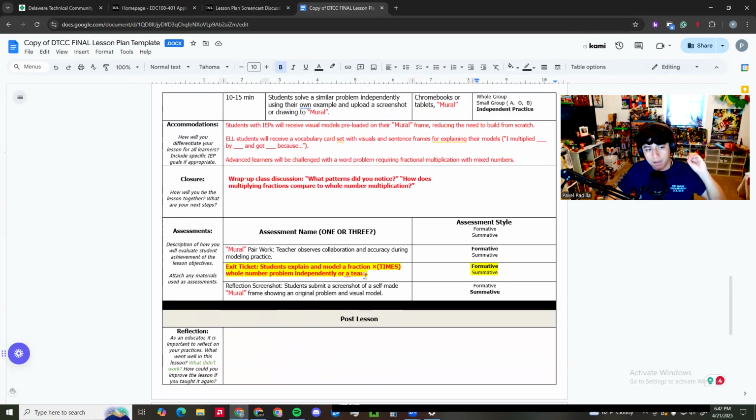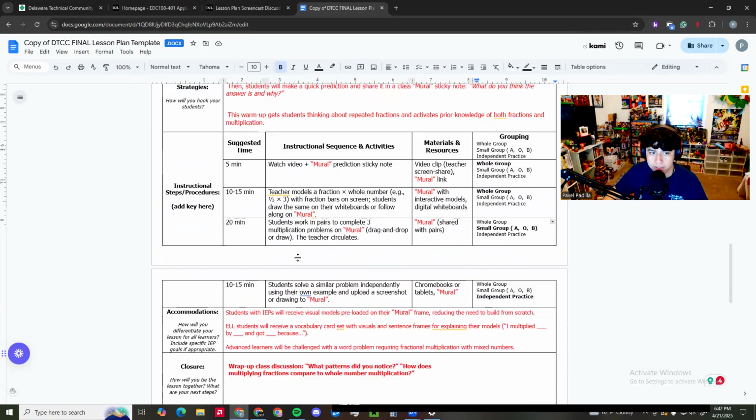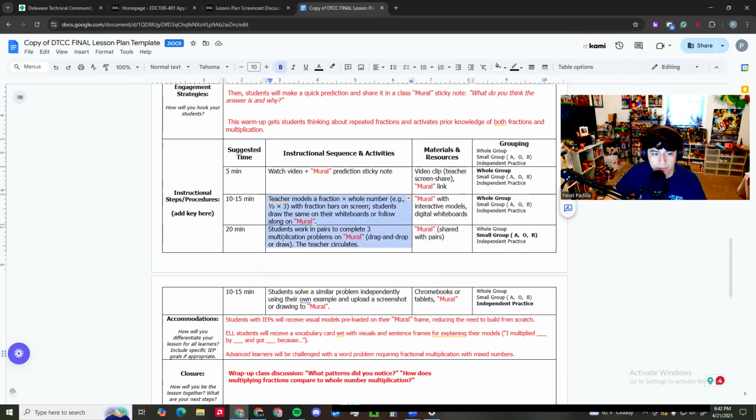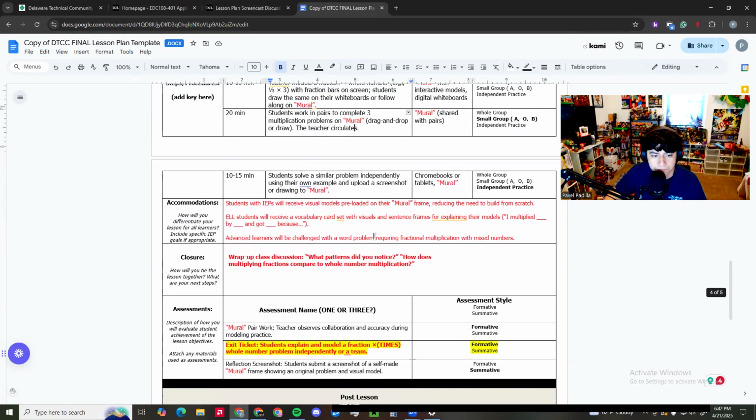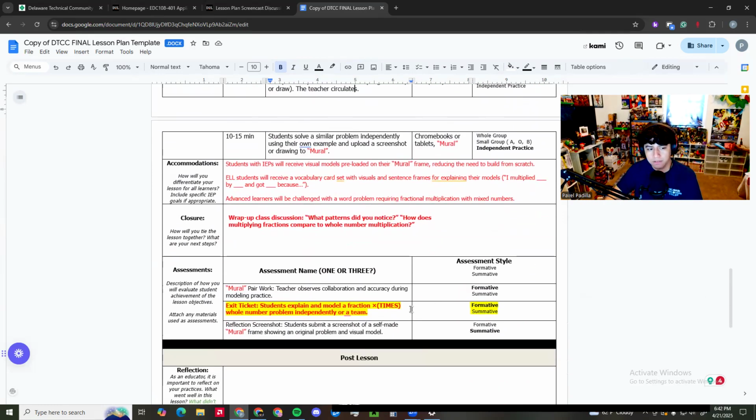Assessments. I'll go over all 3 of them and I'll tell you guys which one I plan on using in the in-class presentation. Mural pair work: teacher observes collaboration and accuracy during the modeling practice. It kind of goes alongside with the second one right here. This would be formative, of course.